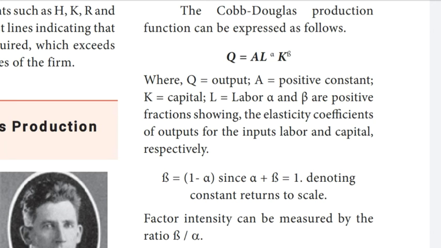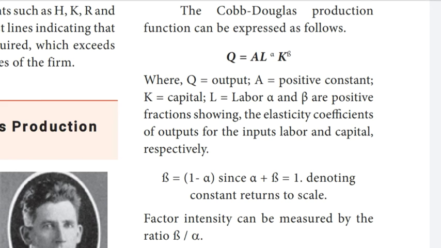According to the above production function, if both factors of production, labor and capital, are increased by 1%, the output will increase by the sum of the exponents of labor and capital, that is alpha plus 1 minus alpha. Since alpha plus 1 minus alpha is equal to 1, according to the equation, when the inputs are increased by 1%, the output also increases by 1%. The Cobb-Douglas production function explains only constant returns to scale.